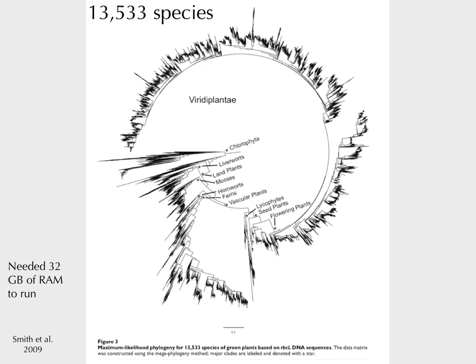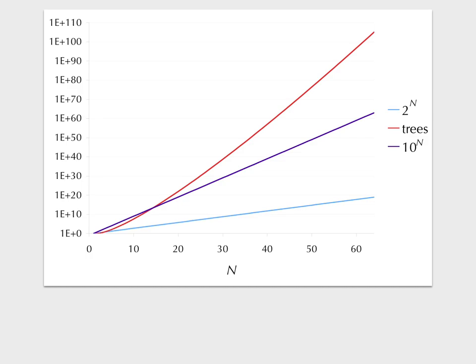Okay, so here's a tree of 13,000 species. You require 32 gigs of RAM just to hold the data for this tree, which probably isn't on your laptop. And it's this enormous tree. And again, think about, here's 60 taxa, here's tree space. This is tens of thousands of taxa.